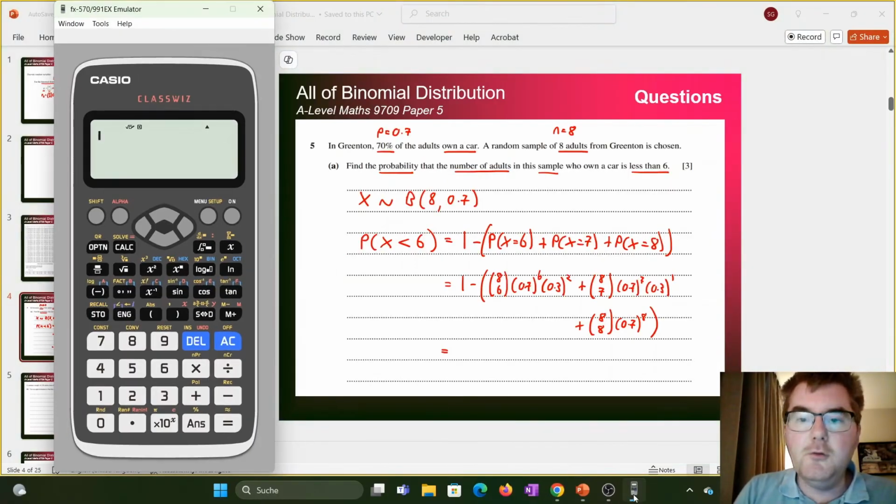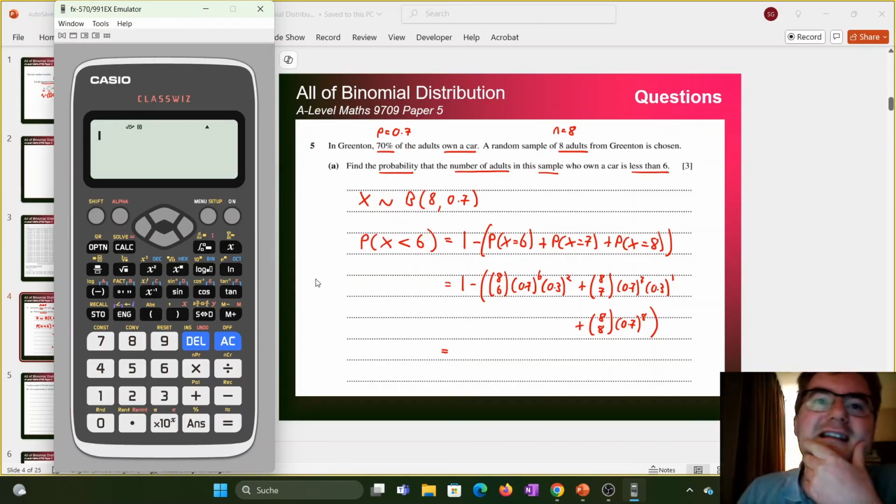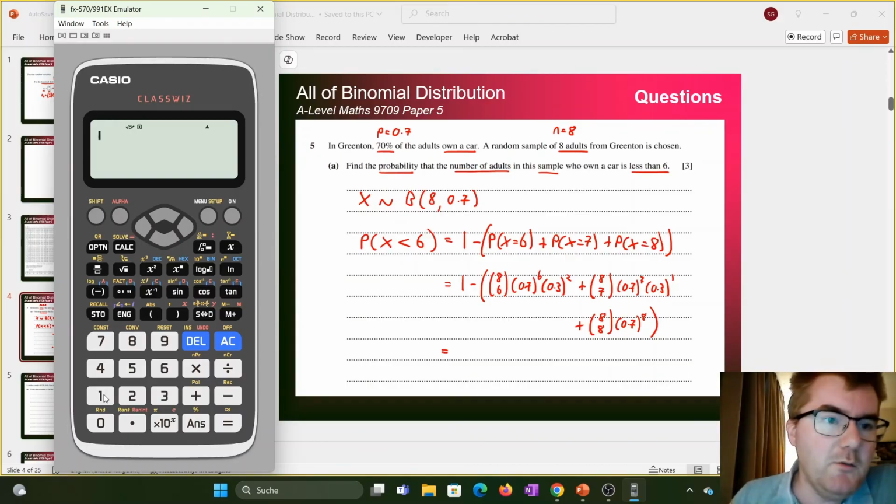So I've got a normal Casio calculator, nothing too special. So it should work for most of your calculators out there in the world. So we have 1 minus, deep breath, we can do this. So we have 8 choose 6. So we go 8, shift, and the C button down here. So 8 choose 6 times 0.7 to the power of 6 times 0.3 to the power of 2.